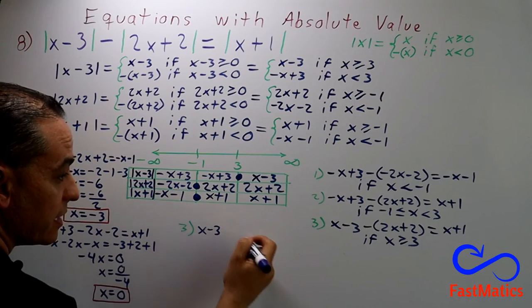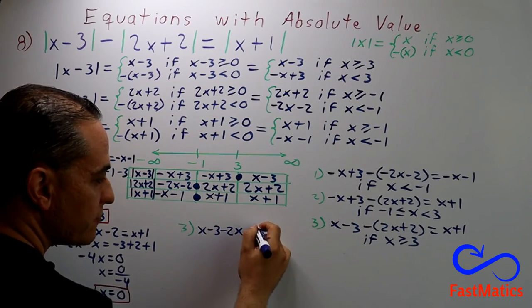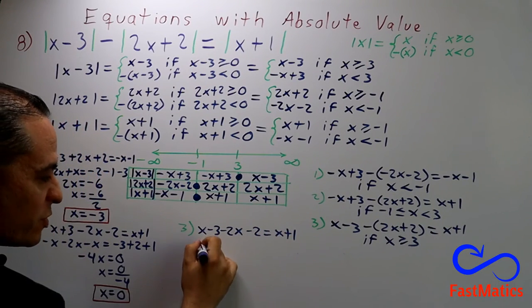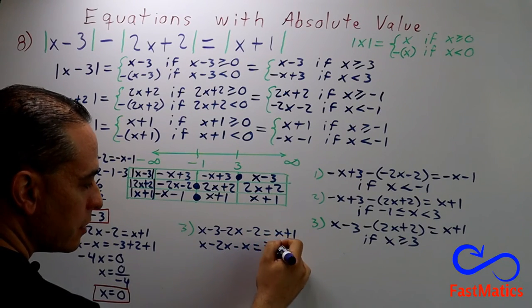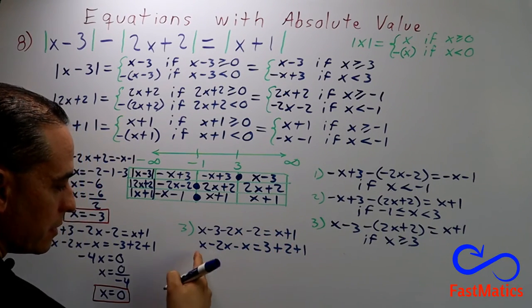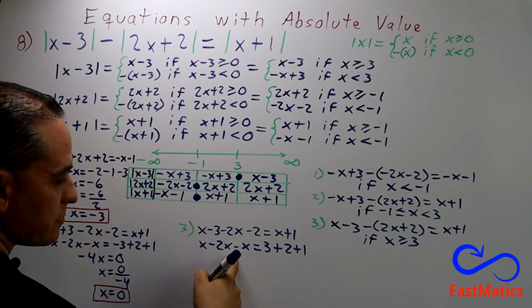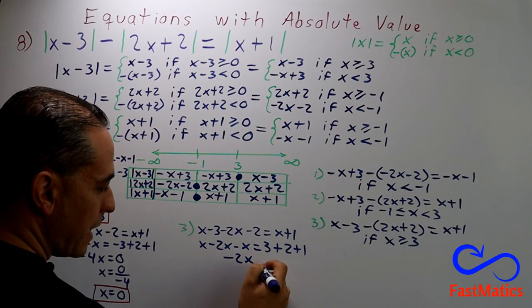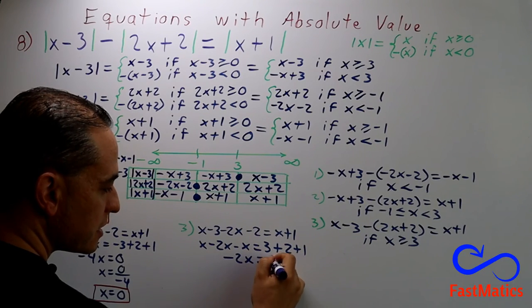Our third equation, x minus 3, negative times positive negative 2x, negative times positive negative 2 equal to x plus 1. Everything with x on the left side, everything without x on the right side. X minus 2x minus x minus x minus 2x is equal to 3 plus 2, 5 plus 1, 6.